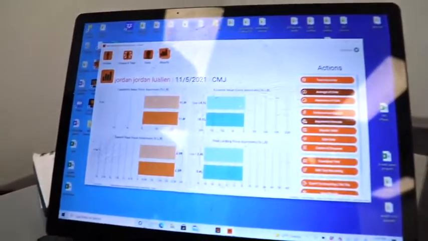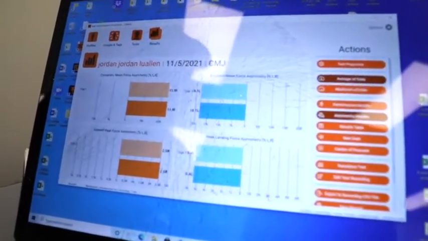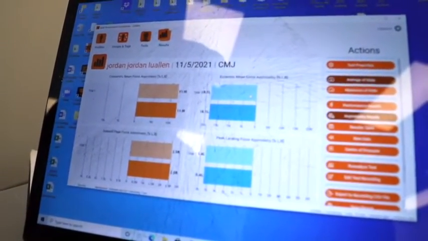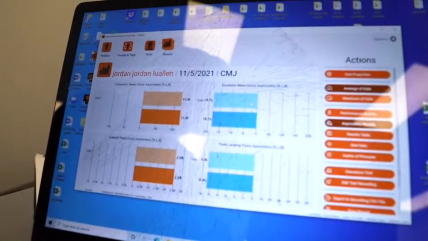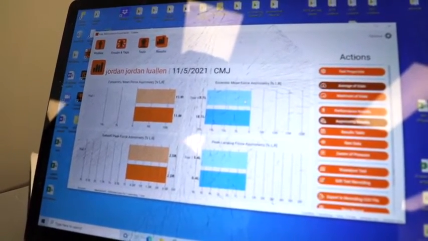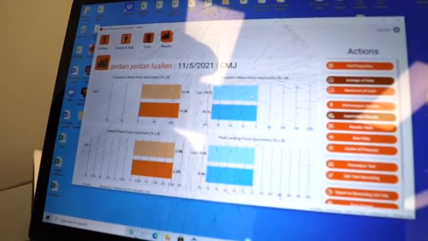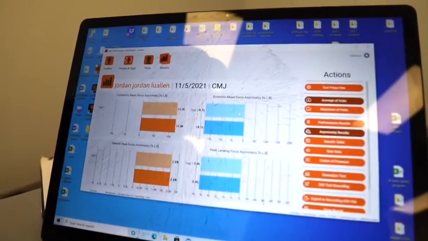After the jumps have been completed, we'll get a variety of different test results. We've narrowed this down to about 6 different data entries that we'll utilize to get a really good snapshot of the athlete, how they move, where their asymmetries are, and what some of the different interventions might be required based off the results. So the first one that we'll look at is the eccentric force asymmetry.